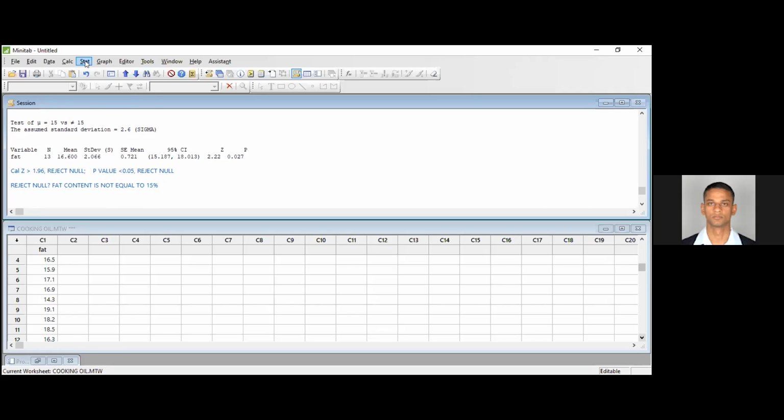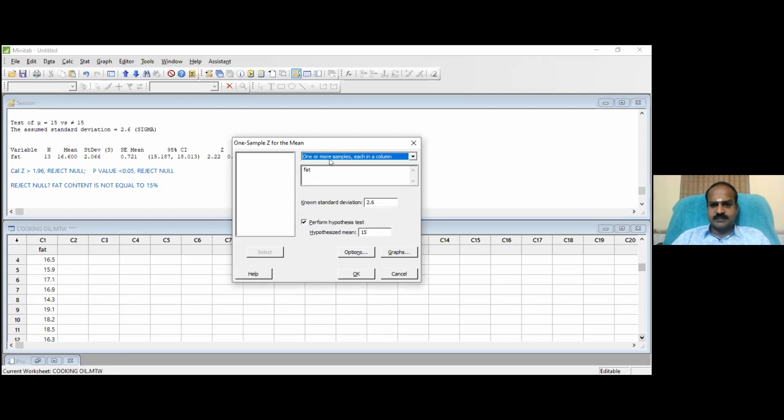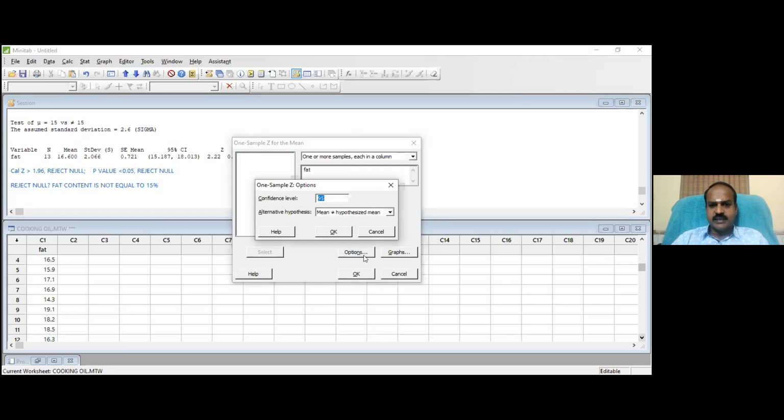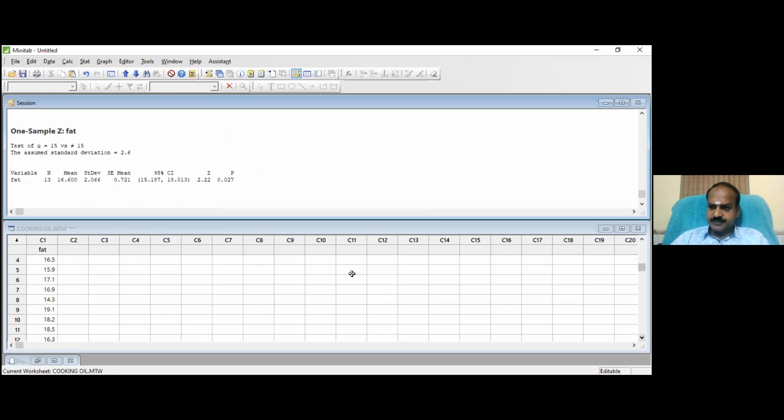So it's very simple. I repeat it for you. Go to Stat, go to Basic Statistics, One-Sample Z test. Choose data in column. Minitab is asking you where the data is, select it, and then the known standard deviation should be given because it is a Z test. Hypothesized mean is 15. Put the tick mark here, go to Options, 95% confidence level, and alternate hypothesis: mean not equal to hypothesized mean. Give OK, again OK, your job is done.